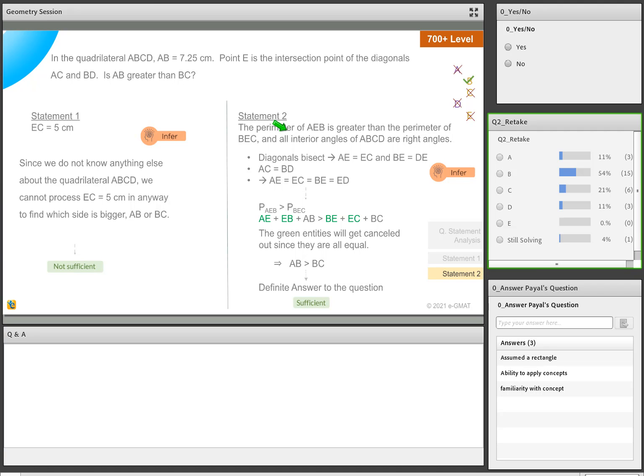Okay. Now, for people who faltered, where did you falter? Some of you assumed that it was a rectangle. Where else did you falter?